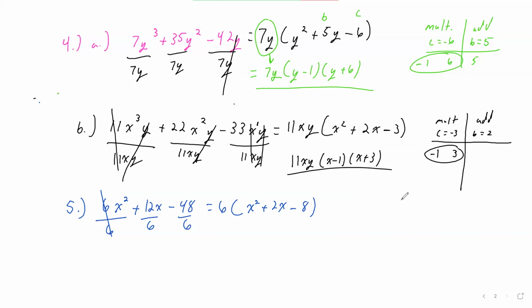Hold on. Let me get to you. So 1 or -1 and 8 does in fact give you the -8. But when I add it up, it gives me 7 and I want 2. So I can't use that one. So now I got to come up with another multiple for -8.